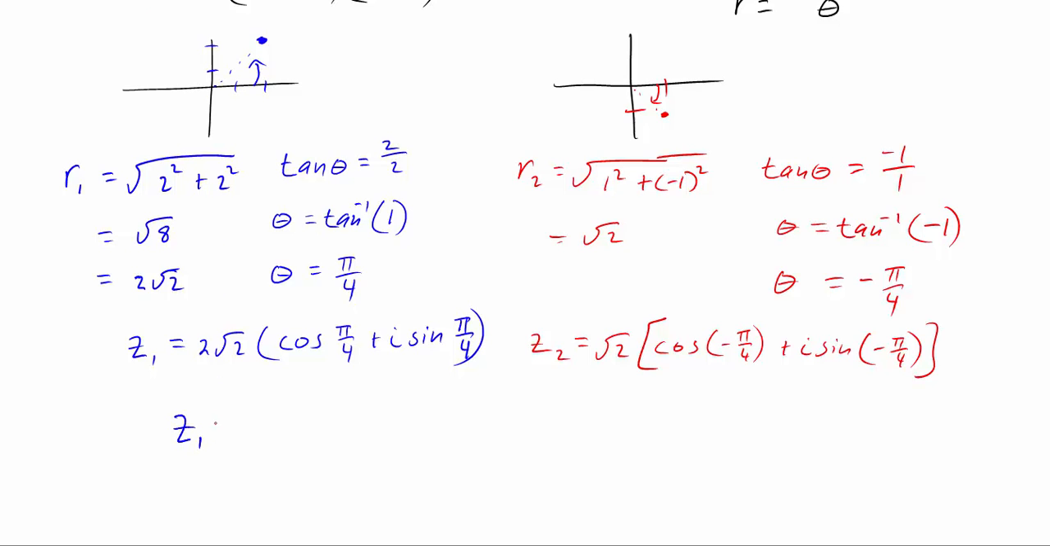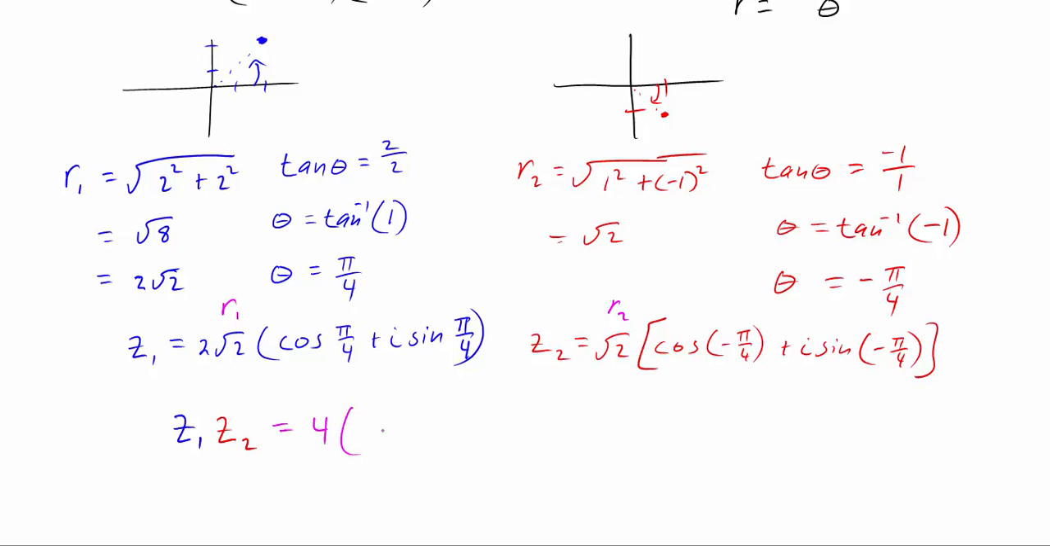z1 and z2. Well, we know that if we're going to do that, we're simply going to multiply here r1 and r2. So this would be 2 square root of 2 times the square root of 2. Well, square root of 2 times square root of 2 is going to be equal to the square root of 4, and the square root of 4 is 2. And if we multiply that by the 2 out front, we're going to end up with 4.